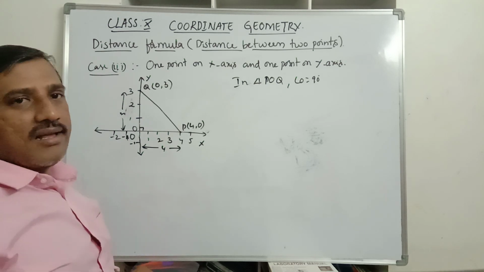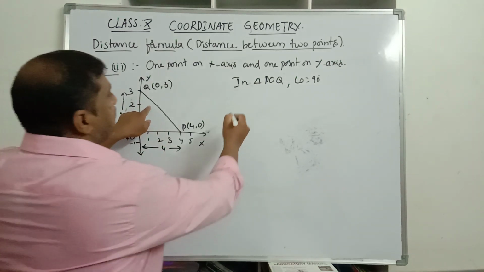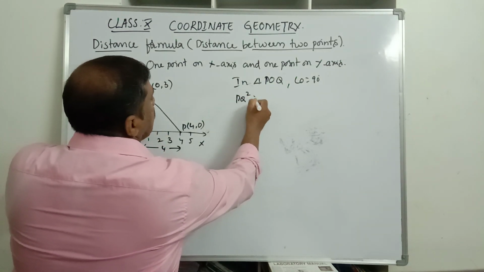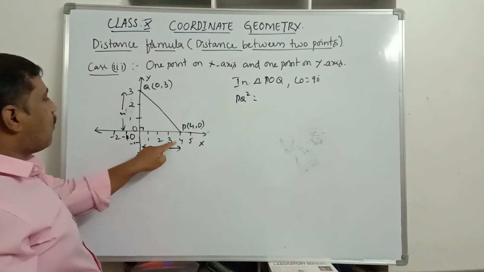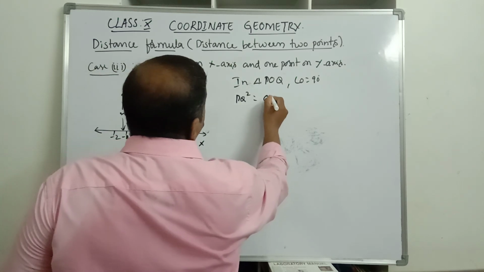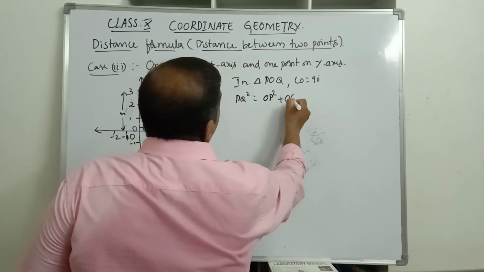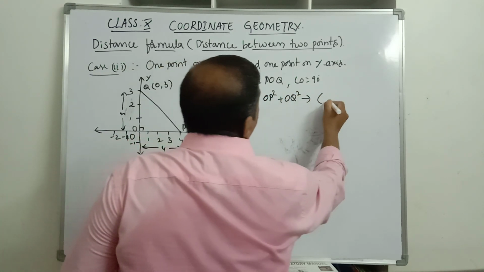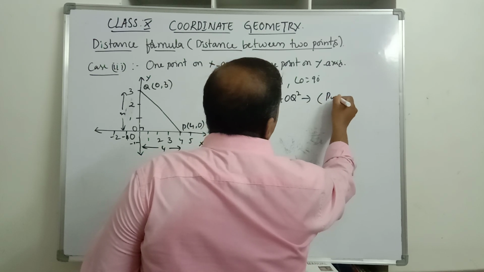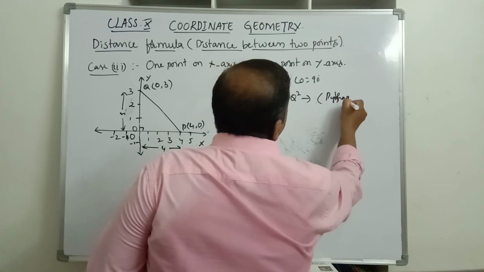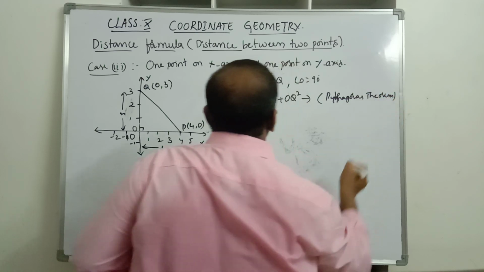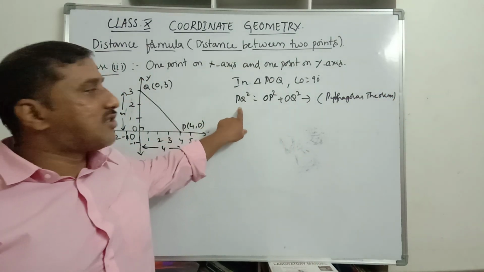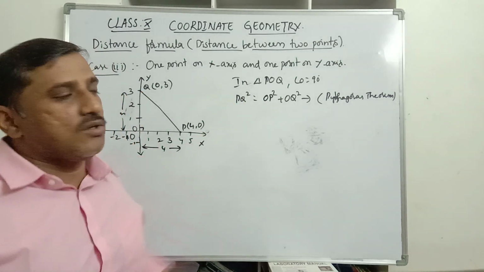In a right angle triangle, the square of the hypotenuse, that is PQ square, is equal to the sum of the squares of the other 2 sides. What are the 2 sides? OP and OQ. Their squares, OP square plus OQ square, equal PQ square. How? By Pythagoras theorem, which states that the square of the hypotenuse is equal to the sum of squares of the other 2 sides.